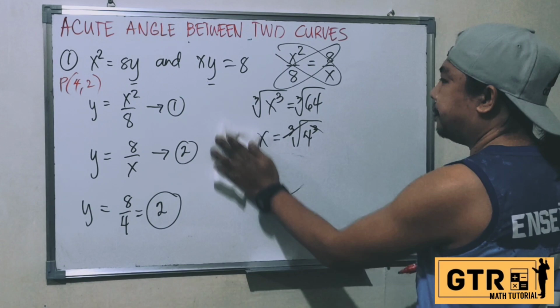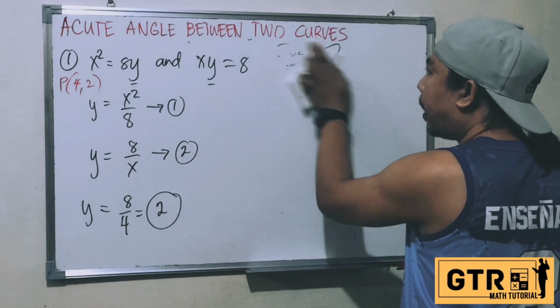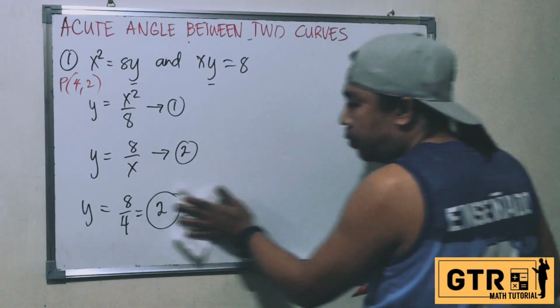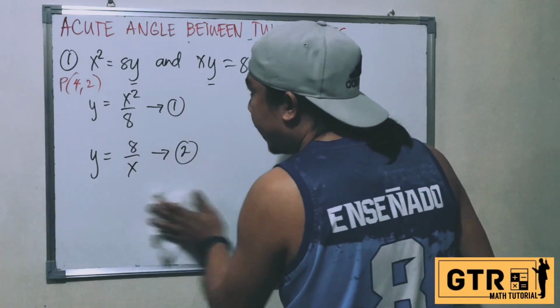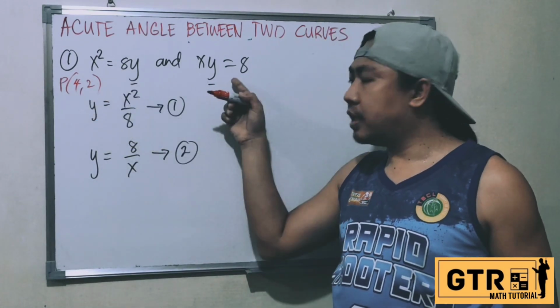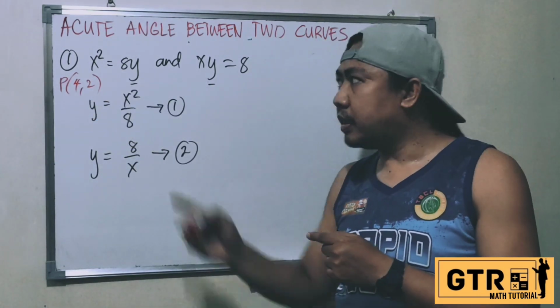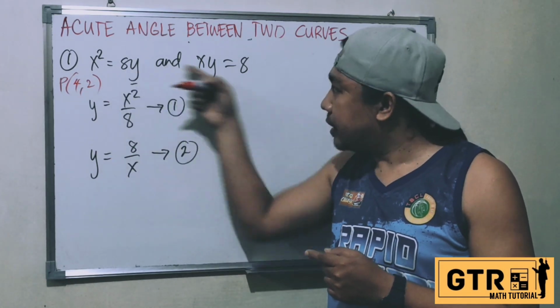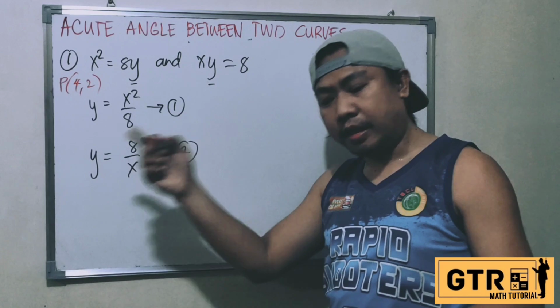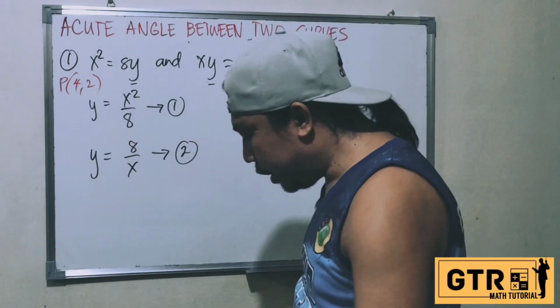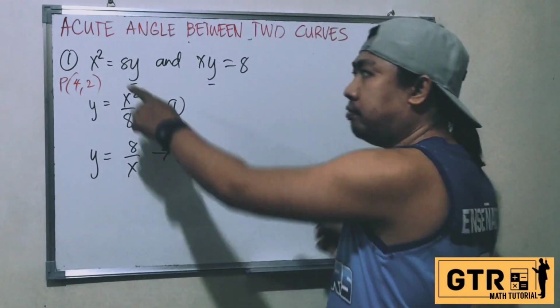Now find the slope. Find the slope by getting the derivative. We can use this equation or this one, the explicit. So we can use implicit or explicit. It depends on you which one you want to use. For me, I will use the implicit differentiation.